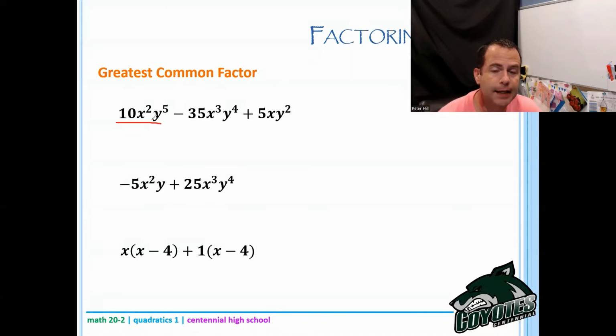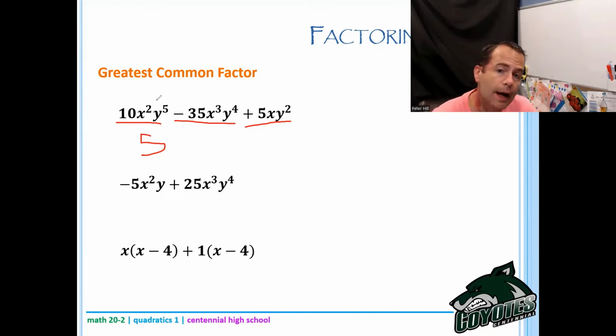We've got a 10x squared y to the 5, a negative 35x cubed y to the 4, and a 5x y squared. And we want to think, okay, what's the biggest amount that's common to everything? Well, let's start with the numbers. I've got a 10, a 35, and a 5. All of those are divisible by 5. So I know I want to take the 5 out.